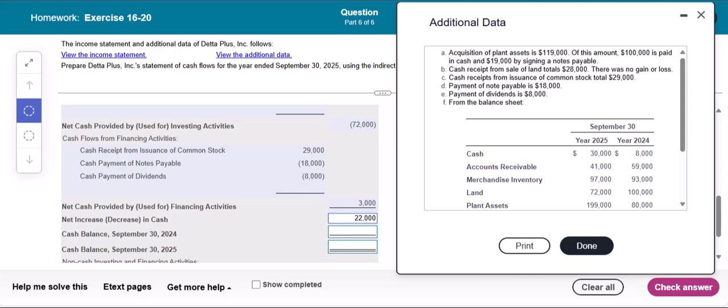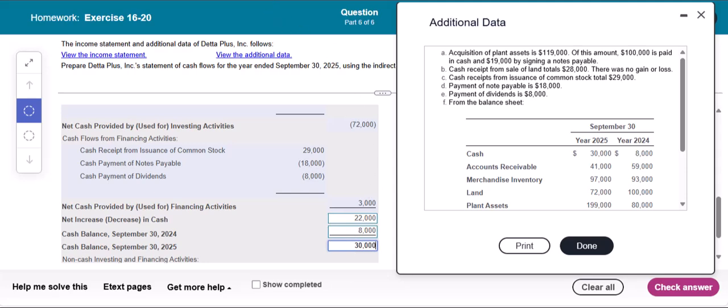So next they're asking for the cash balance at September 30th, 2024. Easy, that's right here. $8,000 in 2024. So I can copy paste, type it in. And then we have cash balance September 30, 2025. Again, we have that number here for $30,000. Go ahead and enter that in.